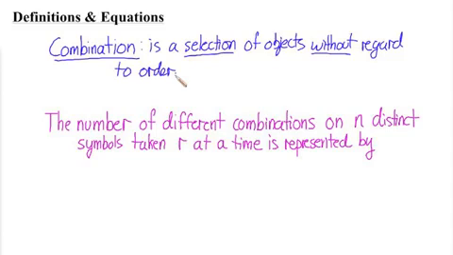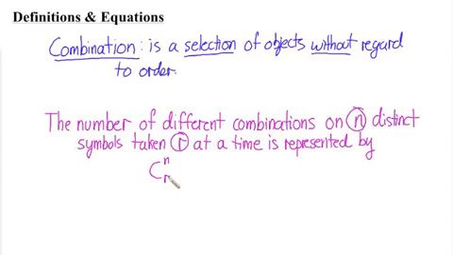Now, there are several different notations that we can use to denote combinations. There, in fact, are 3. And in all 3, we're taking a look at 2 numbers. N, which is the number of distinct symbols that I have, and R, which is the number of symbols that are taken at a time.